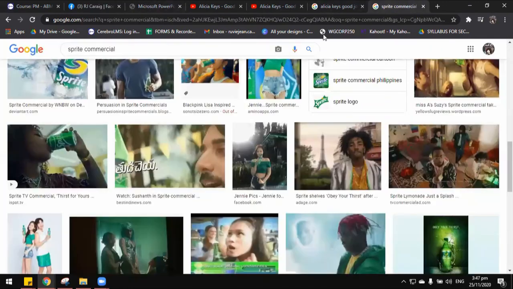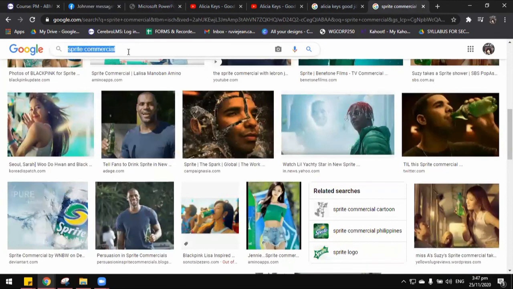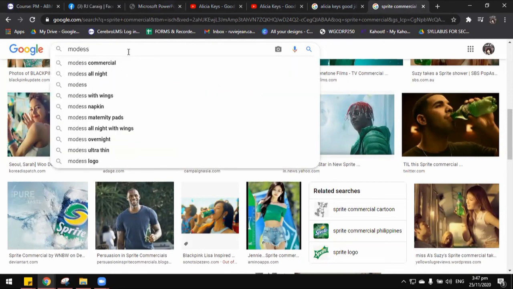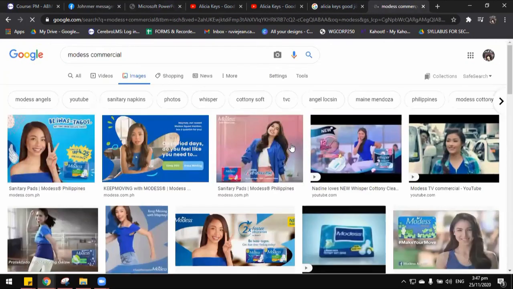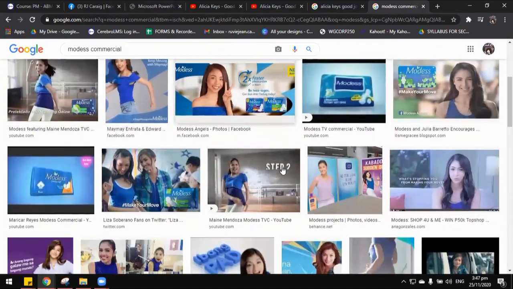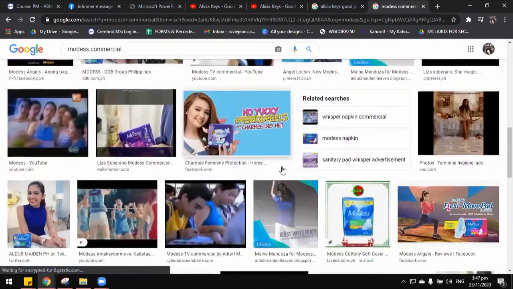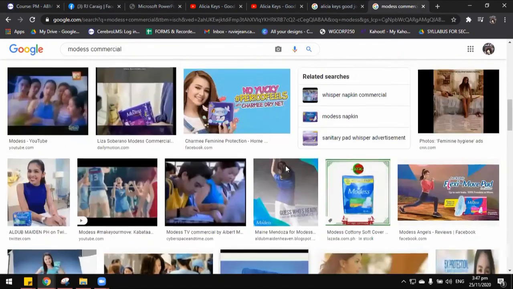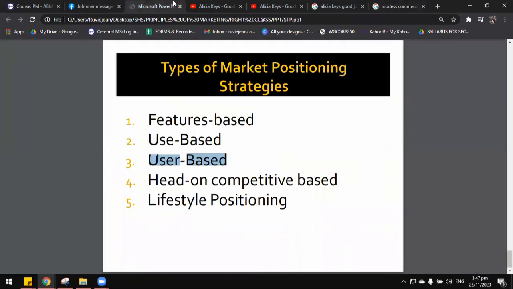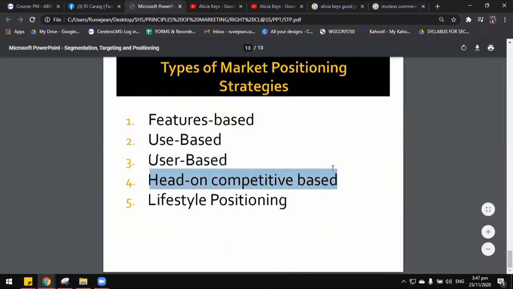Tingnan nyo nga yung mga modest commercial. O tingnan nyo. Yan, 'di ba? O, mga endorsers. Kaya dito normally gumagamit ng endorsers, kasi nga user based.